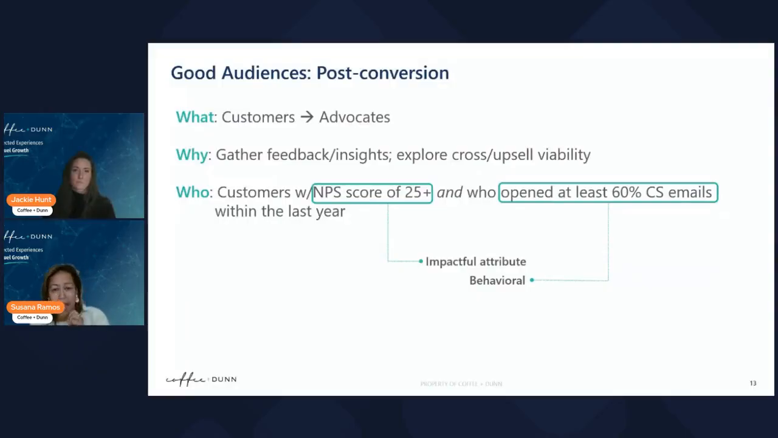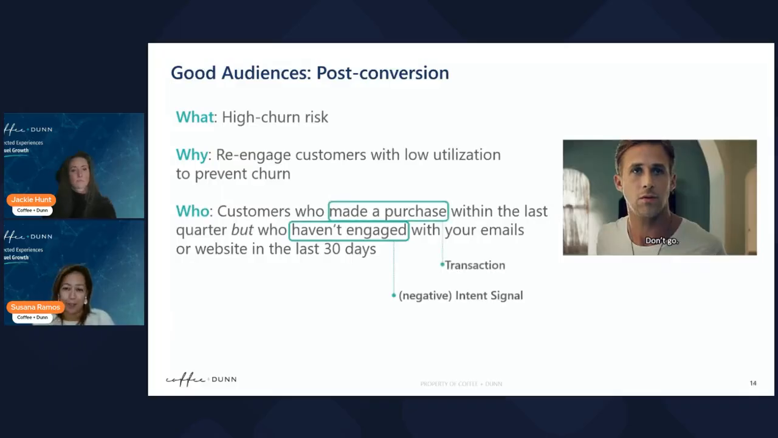One last one we have, and this one is around churn. So if you deal with churn or you're concerned with your retention rates, this one could be good for you. So in this case, we want to re-engage customers that have low utilization so that we can try and prevent that churn. So we're creating an audience of customers who have made a purchase within a certain amount of time, but who haven't really engaged much since. So if you are in the commerce space, maybe they haven't been on your site and looked at other products in the last month or however long.